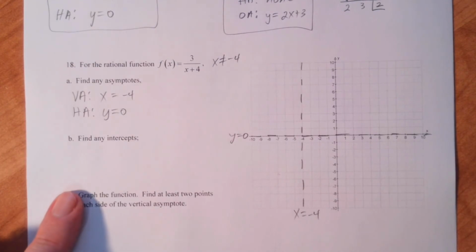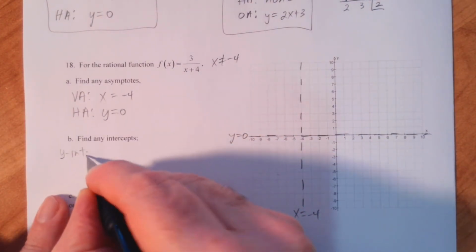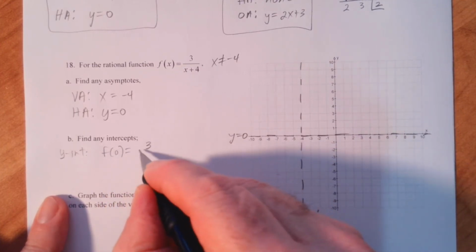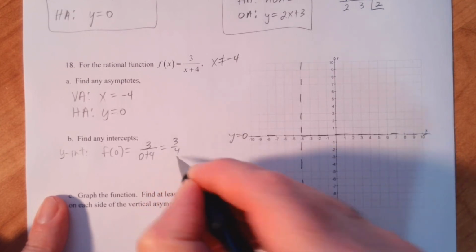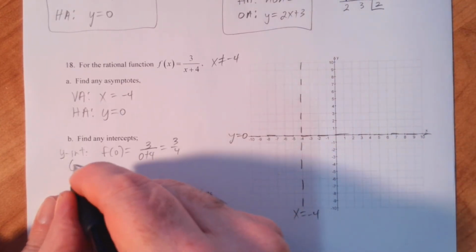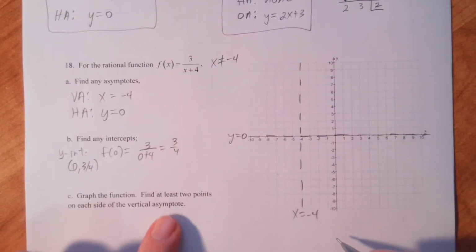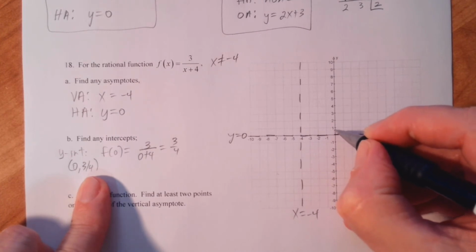Let's find some intercepts. To find the y-intercept, we'll find f of 0. That's 3 over 0 plus 4. And you get 3/4. So (0, 3/4) is your y-intercept. So it's 3/4 of the way from 0 to 1 here, so somewhere around here.